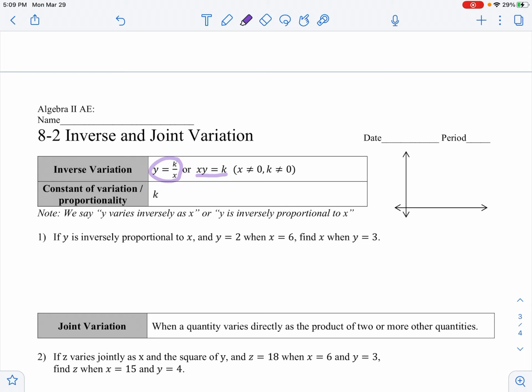I think I forgot to mention those restrictions for direct variation, but you don't want to have zeros because that just kind of messes everything up. So x isn't 0, and in this case, k isn't 0. Our constant of proportion, or our constant of variation, is k.